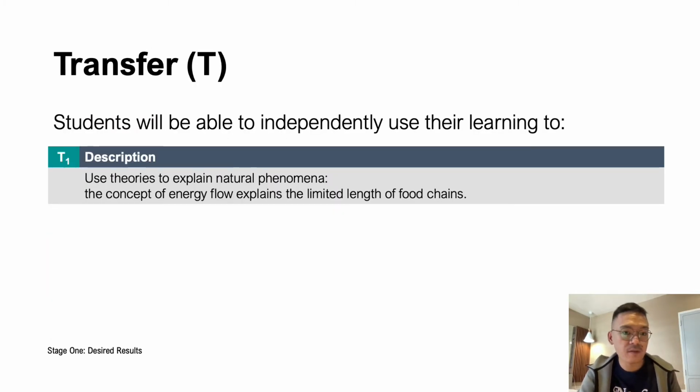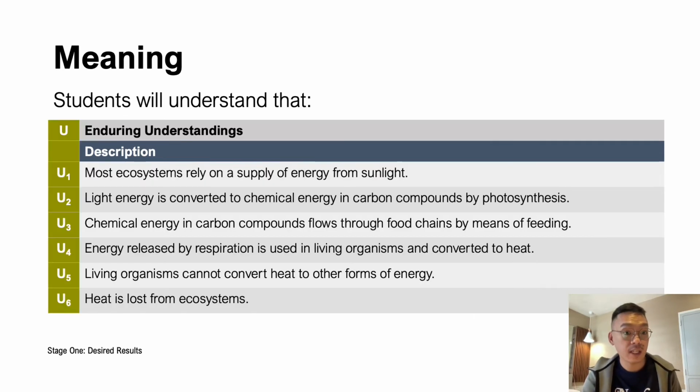And the performance indicators are just evidence of what the outcomes are really intended for them to do. Then next will be transfer. They will use their learning independently, for example, using the theories to explain natural phenomena, and this is the concept of energy flow that explains the limited length of the food chains.